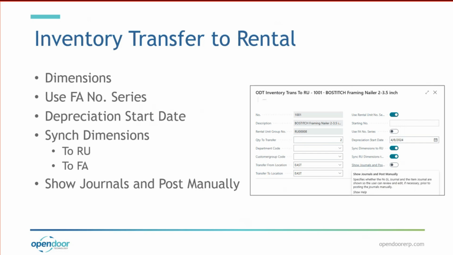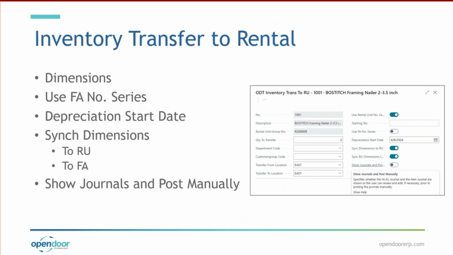Now, inventory transfer to rental. Okay, so we've enhanced this page to include dimensions, which will come from the item that you're transferring and can be overridden on the transfer page. We have the option to use the FA number series when creating the fixed asset. If you don't want the rental unit and the fixed asset numbers to match, then we can set it up to use the FA number series.